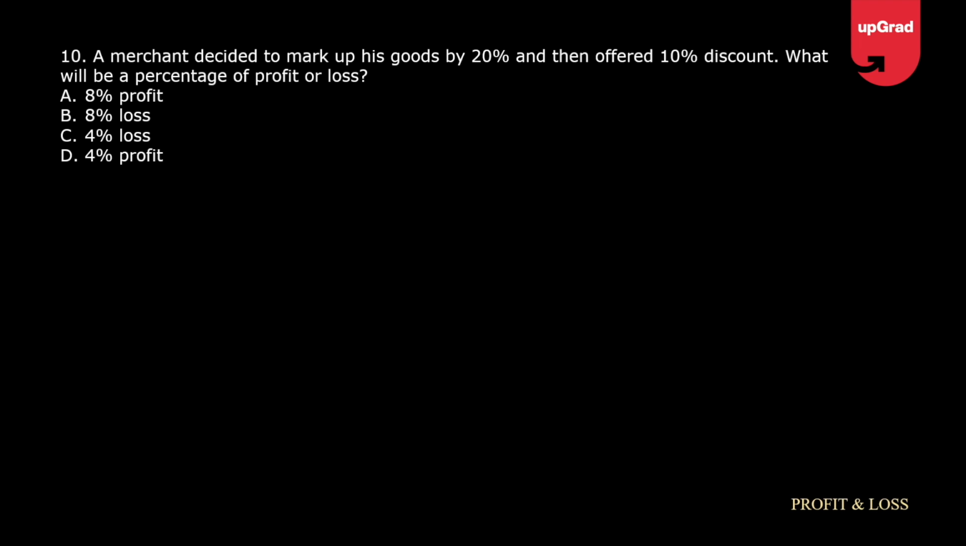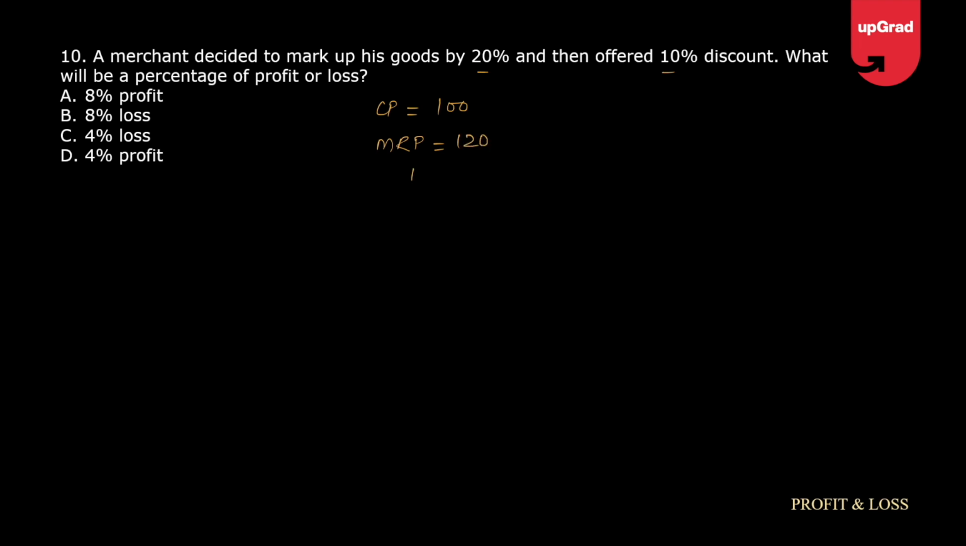So what he did, suppose there was a price of 100 rupees as cost price. This is a tip, guys. If the question is talking in terms of percentages, you can assume any value as 100. So I assume cost price as 100. He decides to mark up his goods by 20%, which means his MRP would be 20% more, and that's 120 rupees.